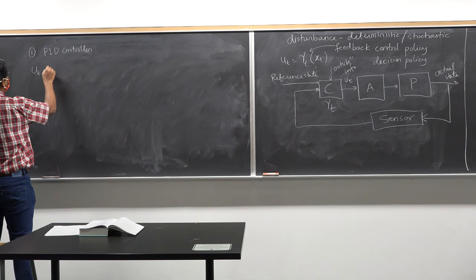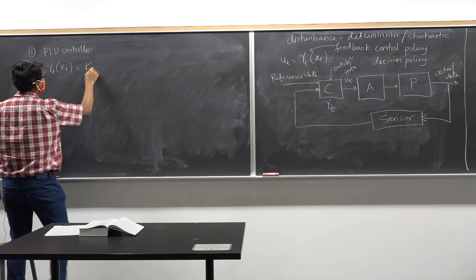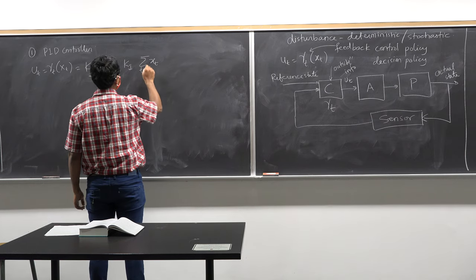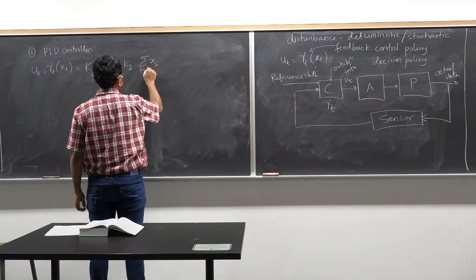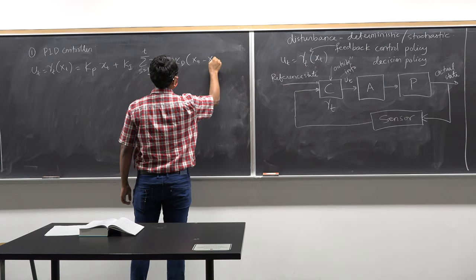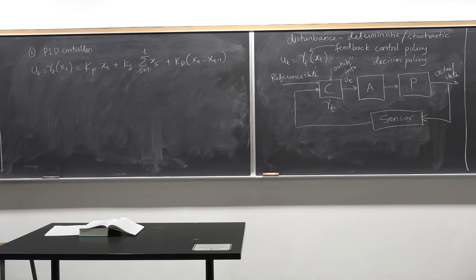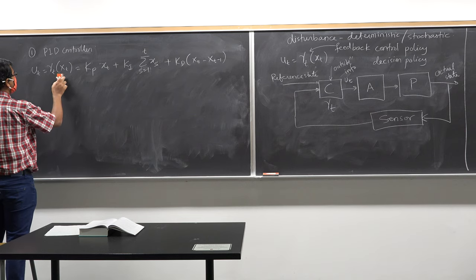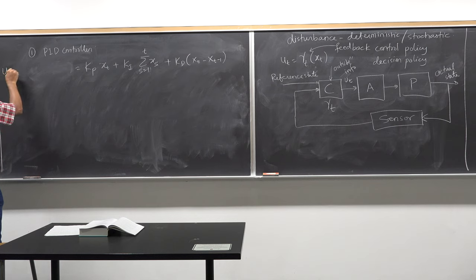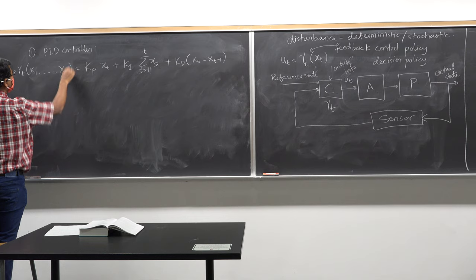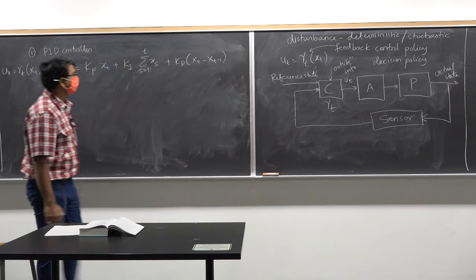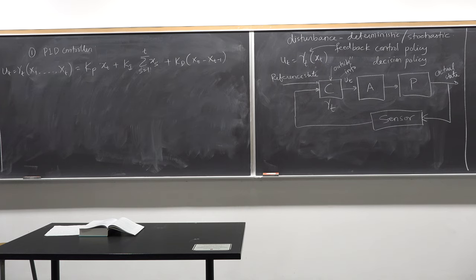where U_t is gamma_t of X_t, is K_P X_t plus K_I summation of X_s, s equals 1 to t, plus K_D (X_t minus X_{t-1}). I guess in this case, I want to write U_t as gamma_t of X_1 to X_t, because it's taking the entire history of states into account to derive this control action. This is the famous PID controller.